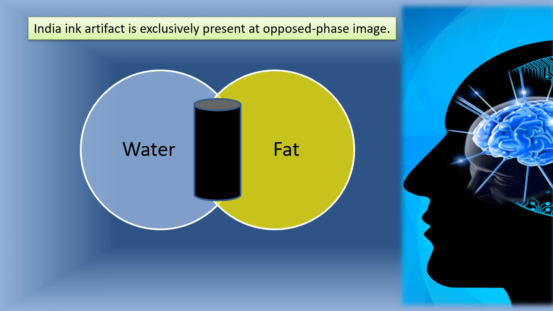In the image, this part we call pixels and voxels. So this part of the voxel is represented by the India ink artifact, or the dark line. So simply, the India ink artifact is present exclusively in the opposed phase image and is present at the interface between any organ that contains water and its interface with the abdominal fat.